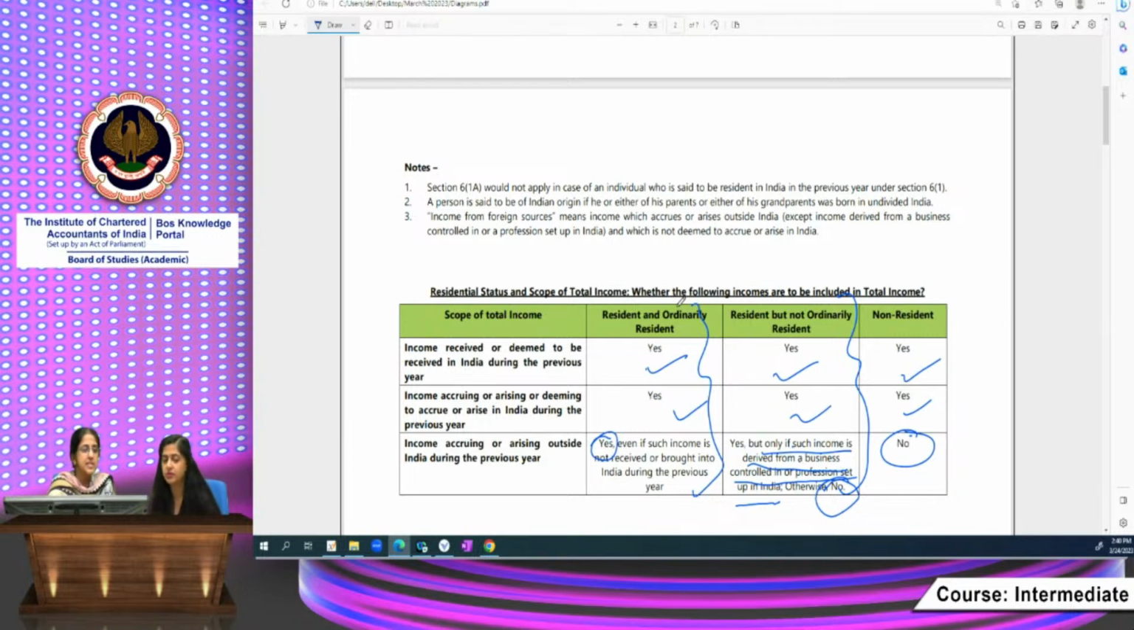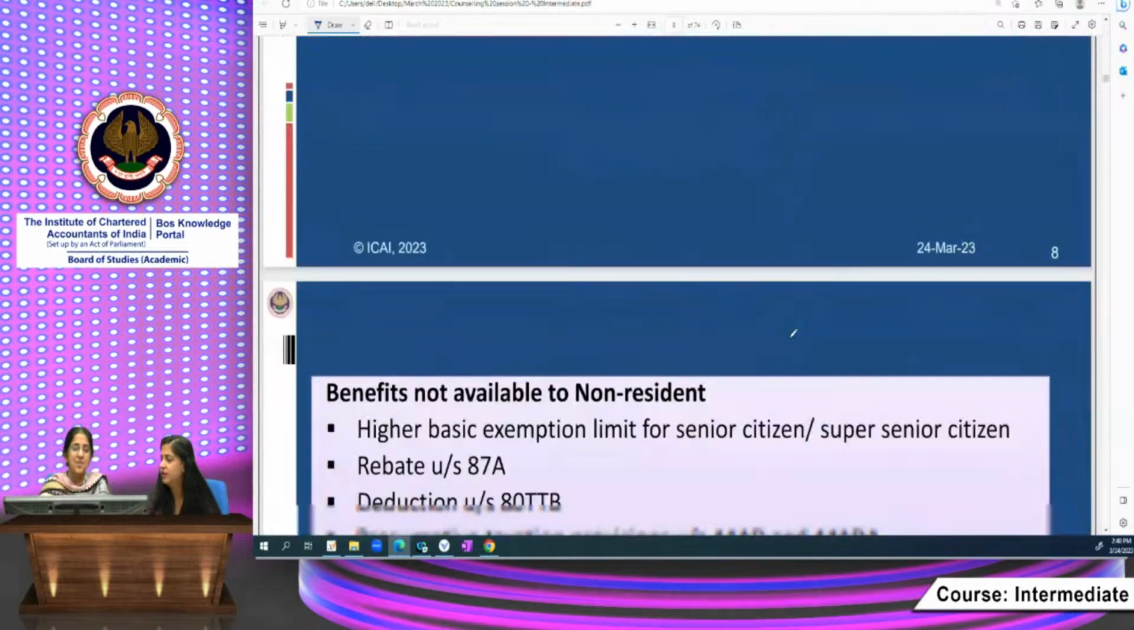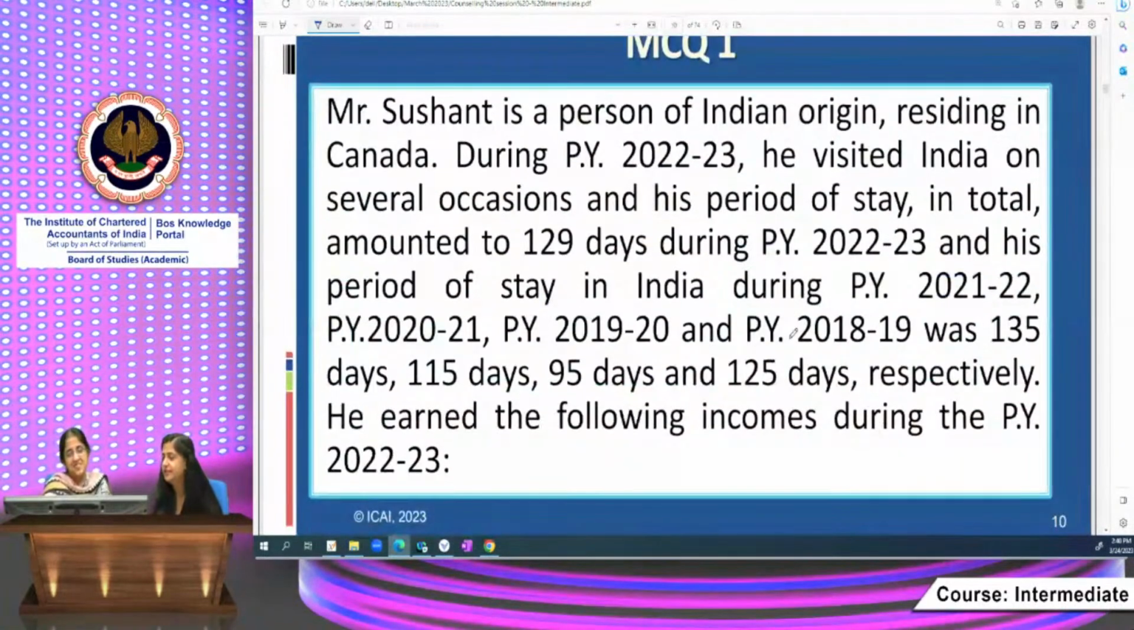Sure, I hope residential status you are clear with. Any doubts relating to residential status? We can take one MCQ, ma'am, also for that. Okay. It's better if... Okay.